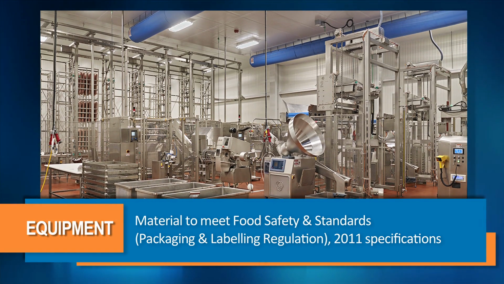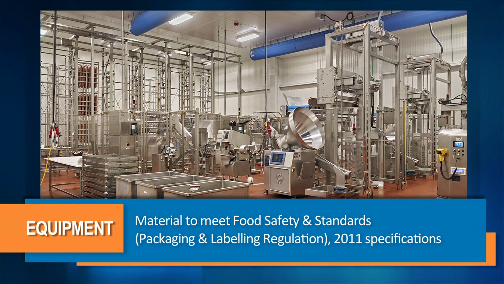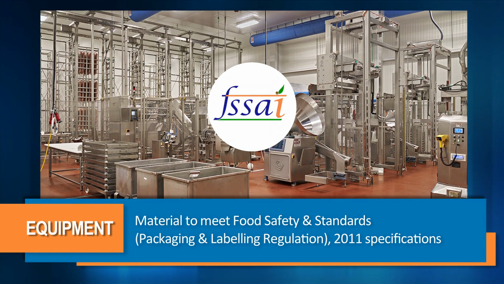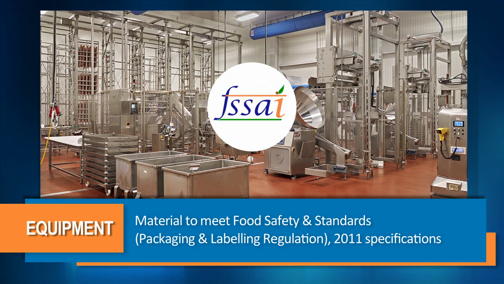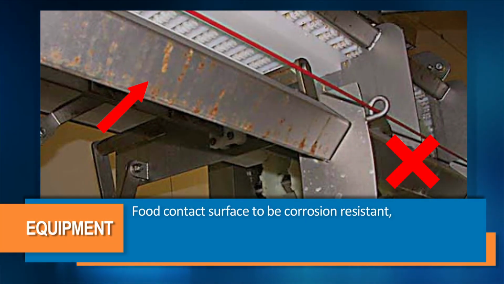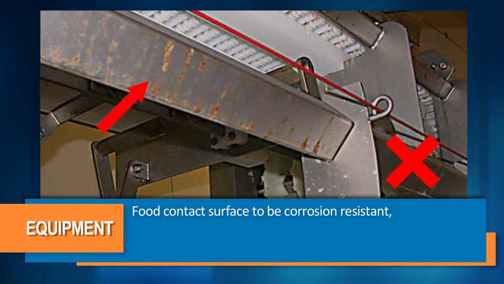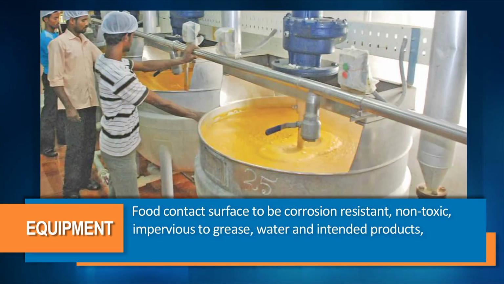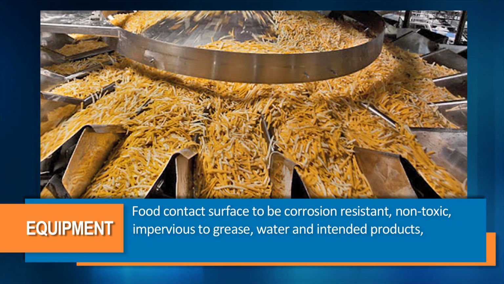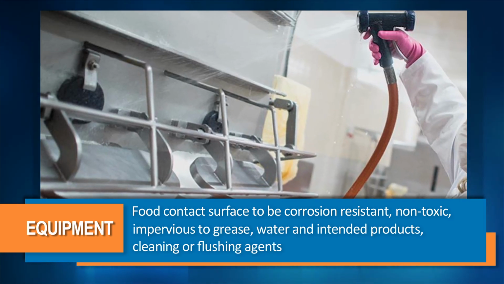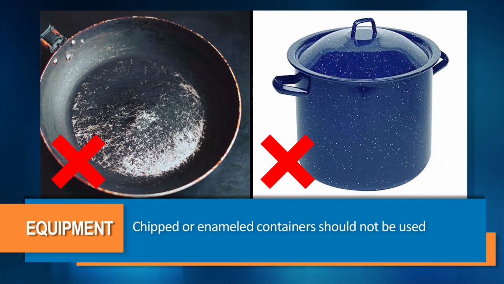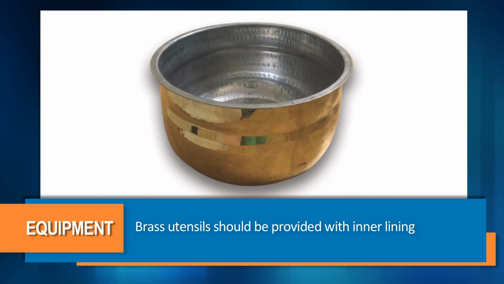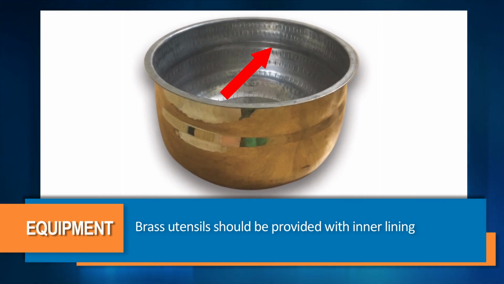The construction material of equipment shall meet the specifications laid down under Food Safety and Standards, Packaging and Labeling Regulation 2011. The food contact surface of the equipment shall be corrosion resistant, non-toxic, impervious to grease, water, and intended products, as well as to cleaning or flushing agents. Chipped or enameled containers should not be used. Brass utensils should be provided with inner lining.